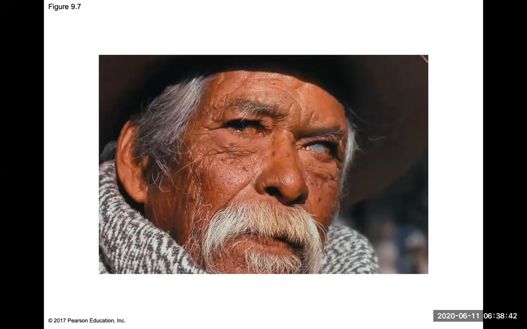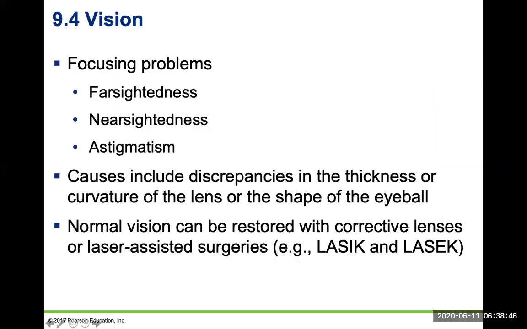And here's a look at someone with a cataract. Focusing problems: you can be farsighted, nearsighted, or have astigmatism. Nearsighted means you can only see things far away. Farsighted means you can only see things near. Causes include discrepancy in the thickness or curvature of the eyeball. Normal vision can be restored with corrective lenses or LASIK.